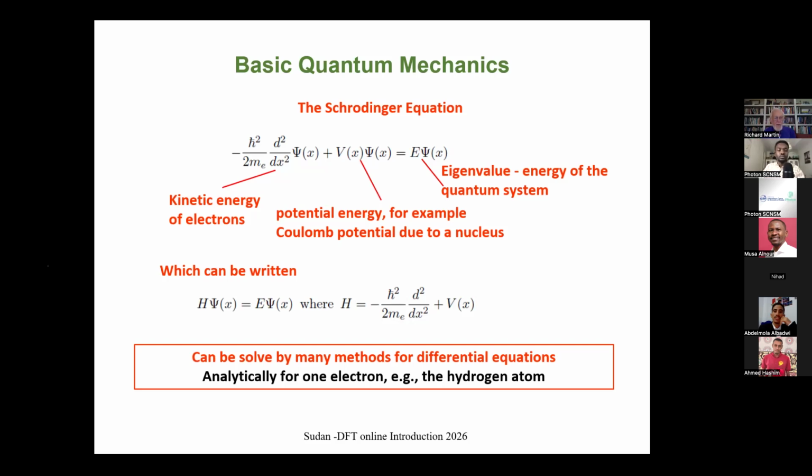And I want to say that this can be written as a Hamiltonian: H times a wave function is the energy times a wave function. And the Hamiltonian is essentially an operator. It's the second derivatives and the multiplying by a potential. And the idea is this is really a soluble problem for one particle. It's solvable either analytically, like for the hydrogen atom, or numerically by the ways that one solves differential equations.